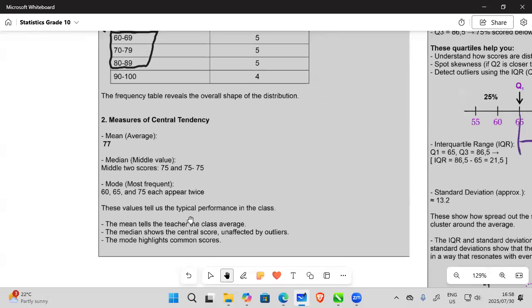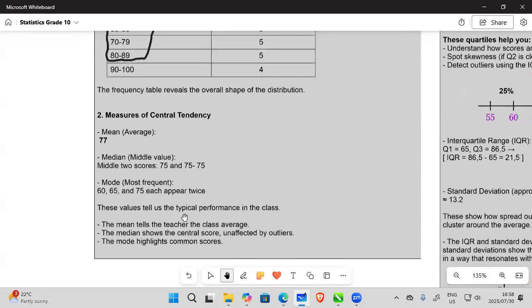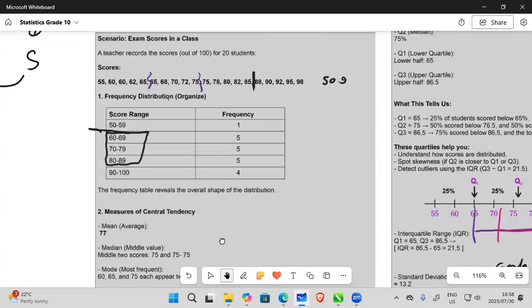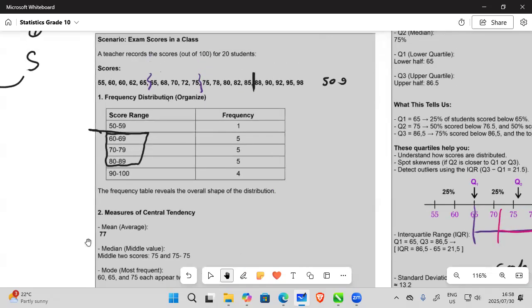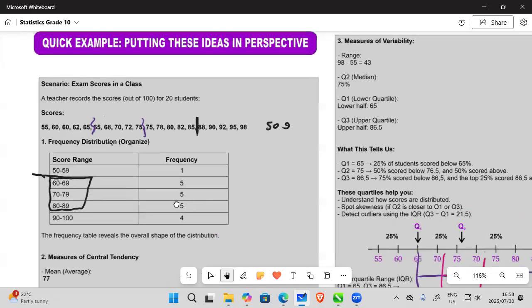And so what these values tell us is basically the typical performance of the class. The mean tells you the class average. The median shows you the central scores. Don't worry about this here. And the mode highlights the most common scores. Literally. So if you had a paper and they tell you to find the mean, add all the values up and divide by the number of data values that there are in the set. What it tells you is the general trend in the class. It's 77%. Median is the middle value. Mode is the one that occurs the most frequently.